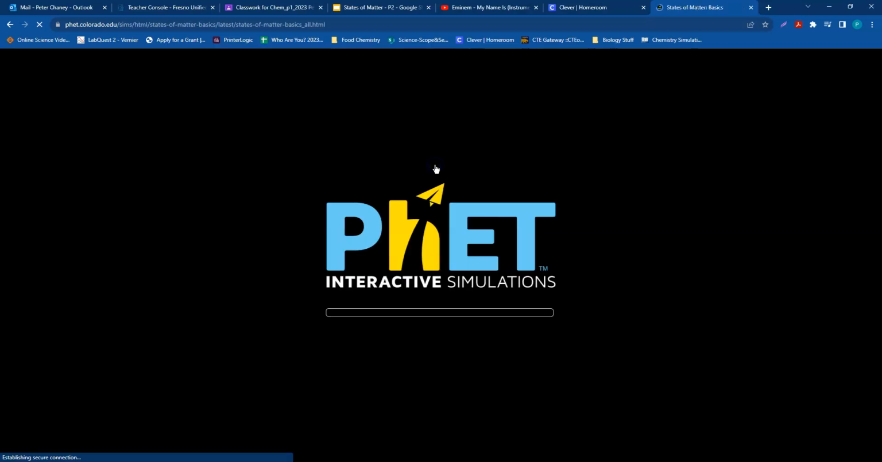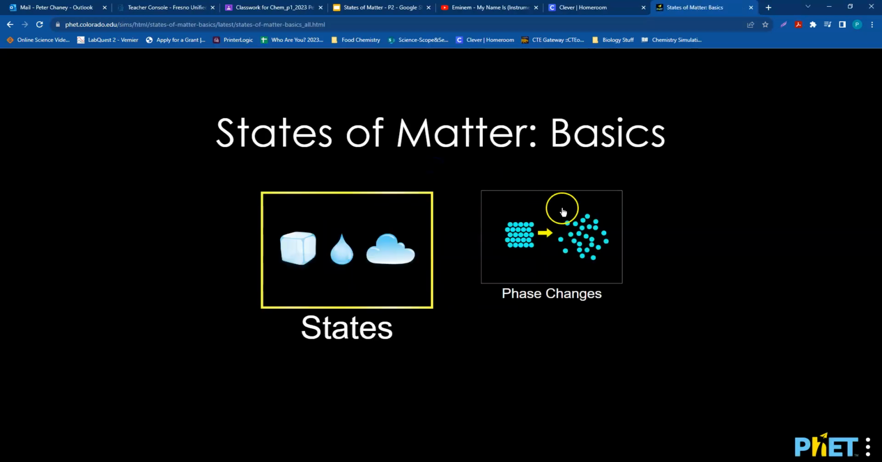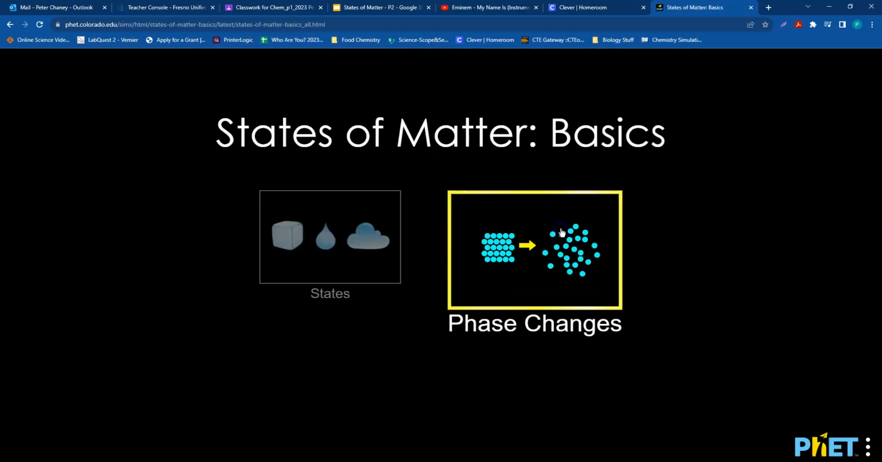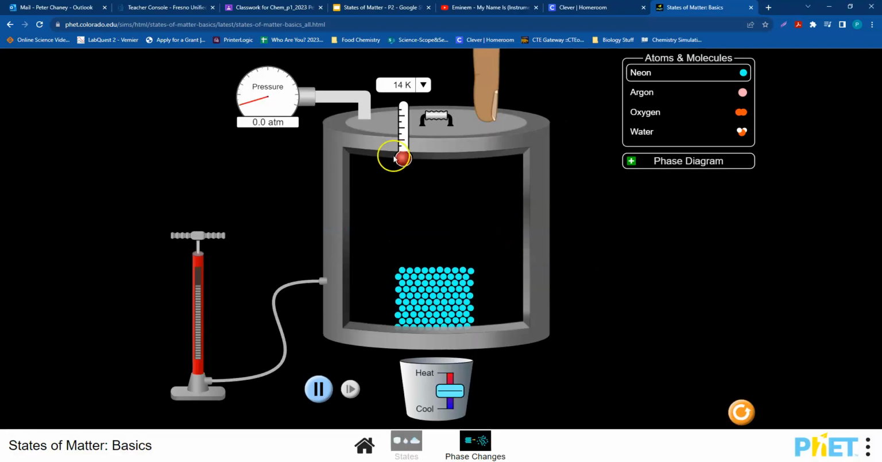And here we go. So big difference on this one is that we're doing phase changes now. And so we've got pressure, and we're going to be going in Kelvin because of the high temperatures, or low temperatures actually, both extremes. So we're going to need to use Kelvin to do that.